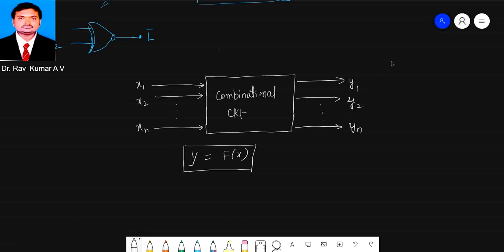Right? So in this block diagram of your combination circuit, we have n inputs and n outputs. Let's say x is your input, y is your output. The combinational function f operates on the input x to produce the output variable y. So this is how we can define the combinational logic circuit.